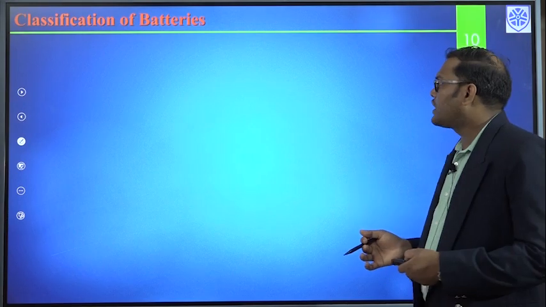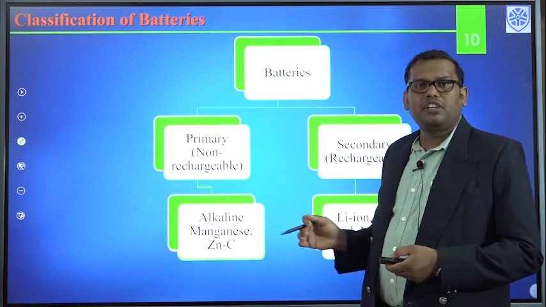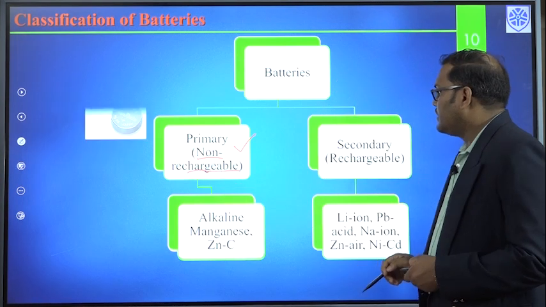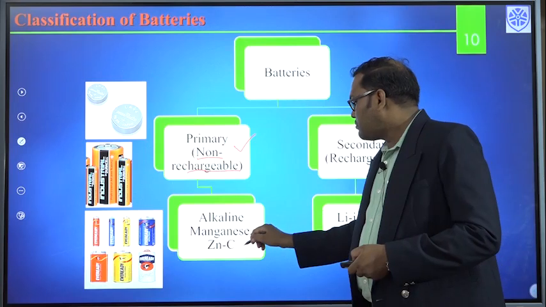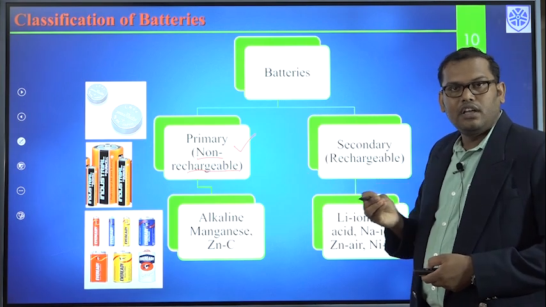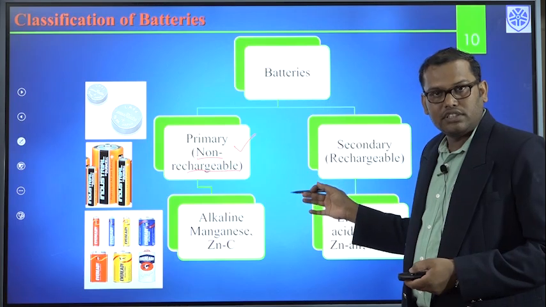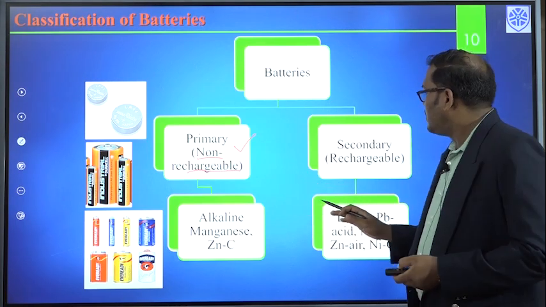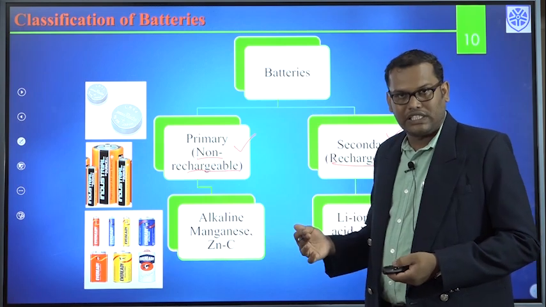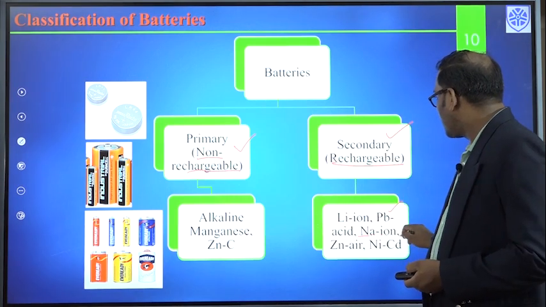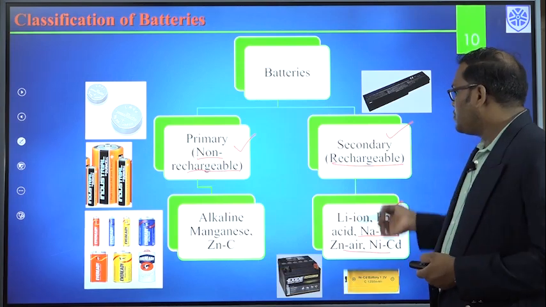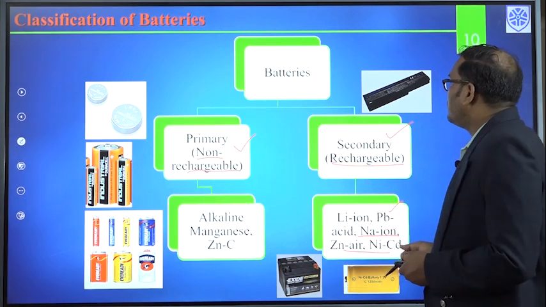Coming to the classifications of the battery, what are the different types of classifications? Batteries are basically classified into two ways. One is called primary, also called non-rechargeable battery. For example, the alkaline battery, manganese or zinc carbon battery. This is basically called a use and throw battery. You just put it inside and whenever the voltage is gone, you can throw it out. These are the primary batteries, so they are only single use. And you have secondary batteries, which are rechargeable, like lithium batteries; we can recharge them multiple times and reuse them. For example, lithium battery, lead acid battery, sodium battery, zinc battery, nickel cadmium battery are all secondary or rechargeable batteries. They can be used multiple times after recharging them.